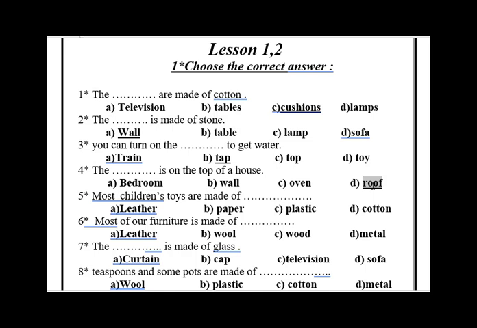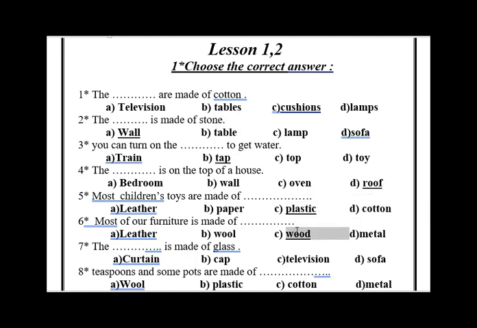Number 5, most children's toys are made of leather, paper, plastic, or cotton. So I must say most children's toys are made of plastic. Plastic, yes, are made of plastic. Number 6, most of our furniture is made of leather, wool, wood, or metal. So I must say most of our furniture is made of wood.